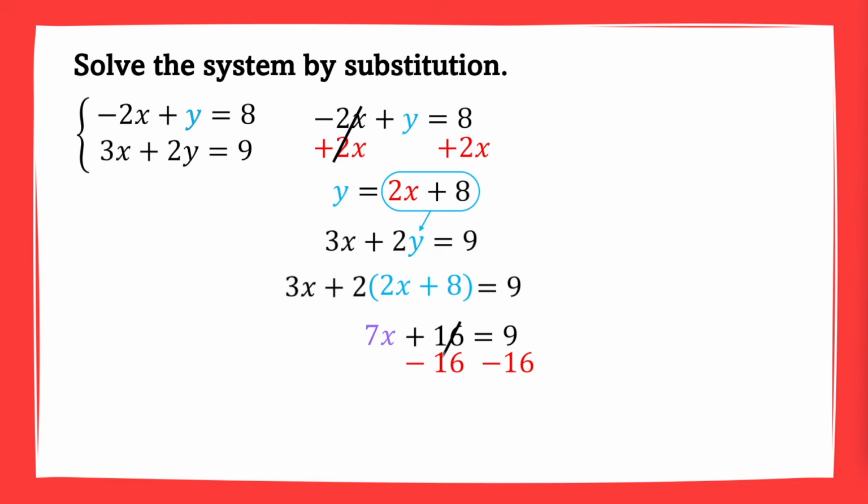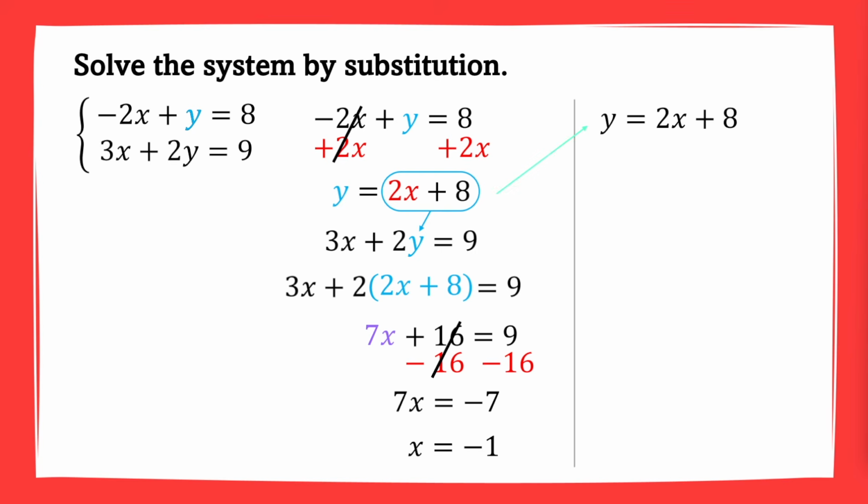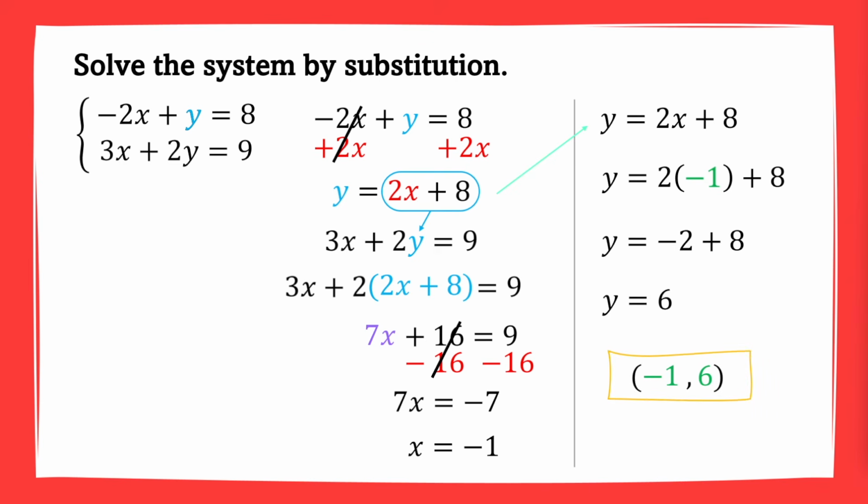Solve for x by subtracting 16 from both sides, then dividing by 7. We get x equals negative 1. To find y, substitute negative 1 for x in one of the original equations. We can also use the equation that's already been solved for y. This gives us y equals 2 times negative 1 plus 8, which simplifies to y equals negative 2 plus 8, which equals 6. Therefore, the solution is negative 1, 6.